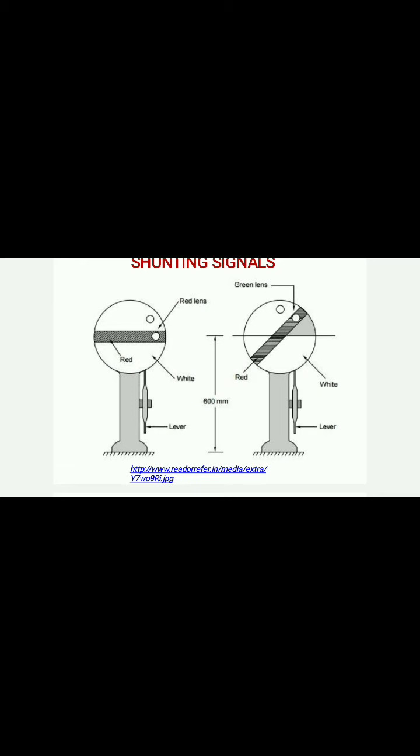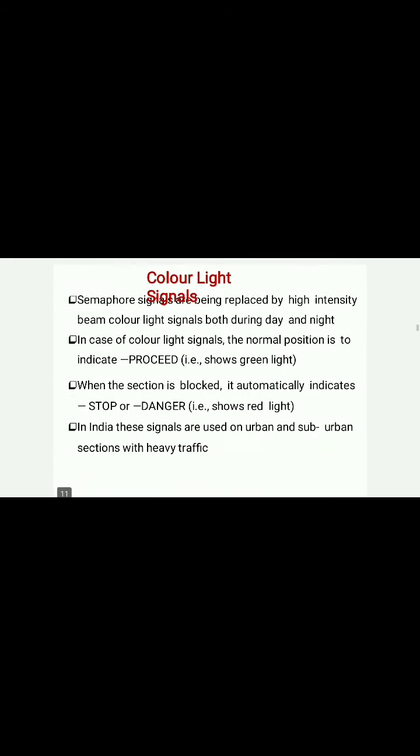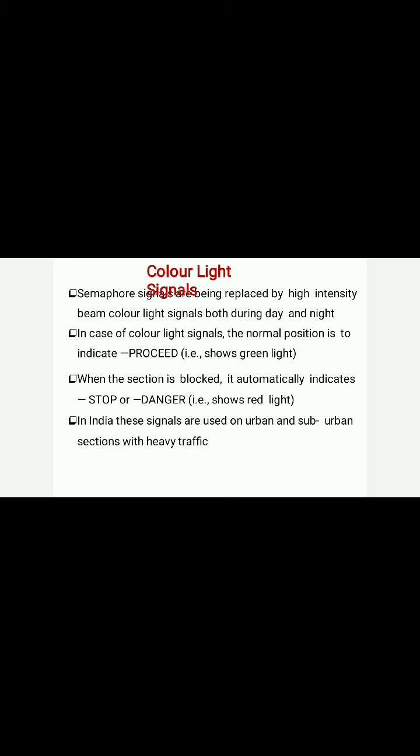So you can see, the red band is horizontal, it means the train has to stop. If the red band is inclined, it shows that the driver can proceed with the train. And color light signals. Semaphore signals are being replaced by high intensity beam color light signals both during day and night. In case of color light signals, green color shows to proceed and a red color shows stop or danger.